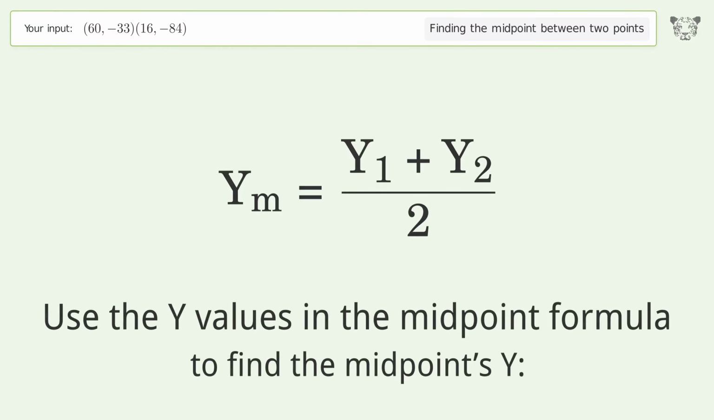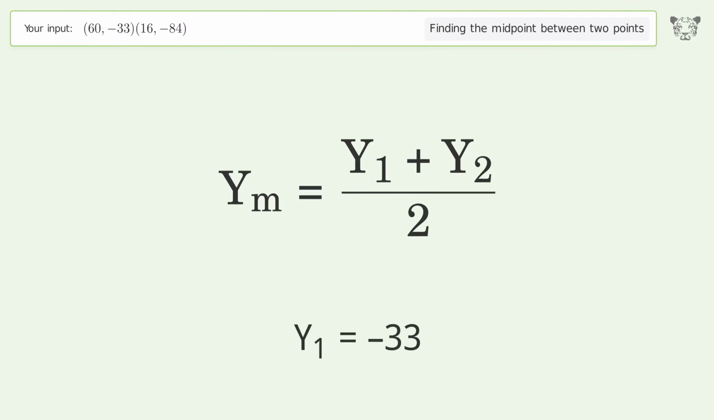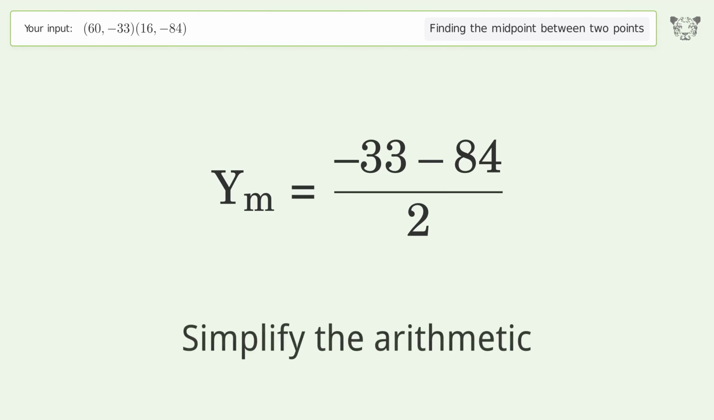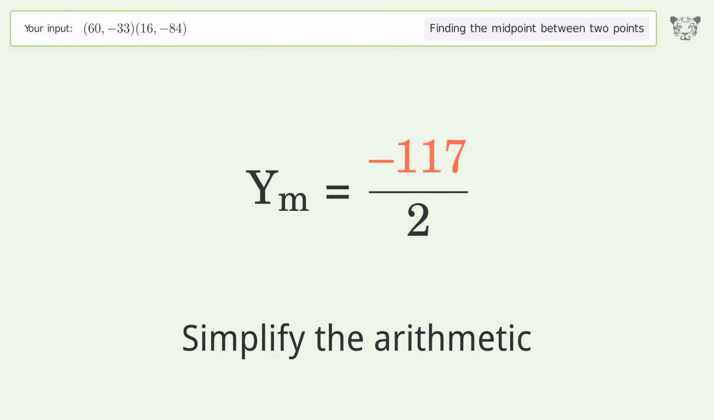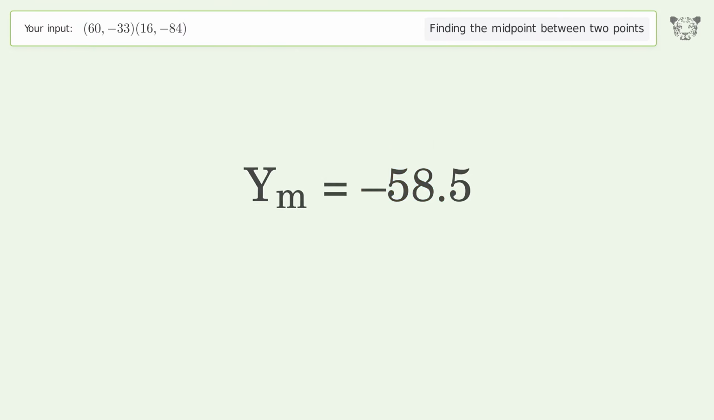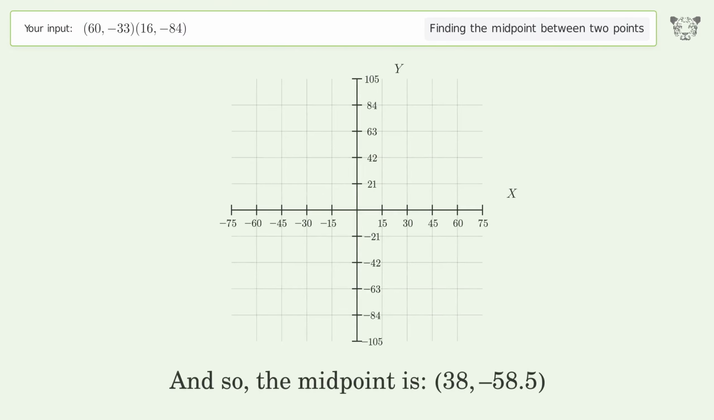Use the y values in the midpoint formula to find the midpoints y. y1 equals negative 33. y2 equals negative 84. Simplify the arithmetic. And so, the midpoint is 38, negative 58.5.